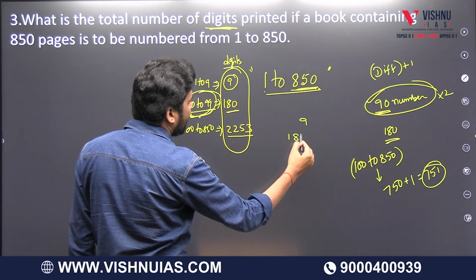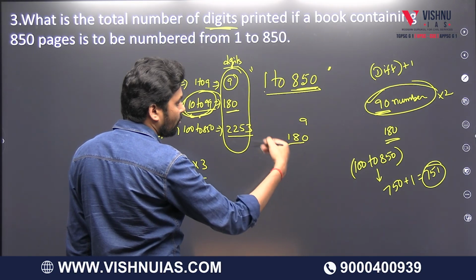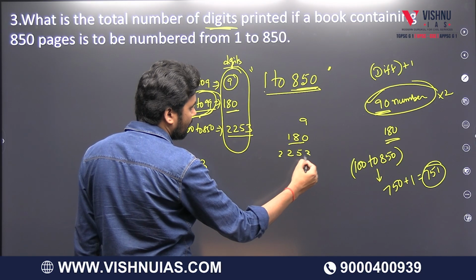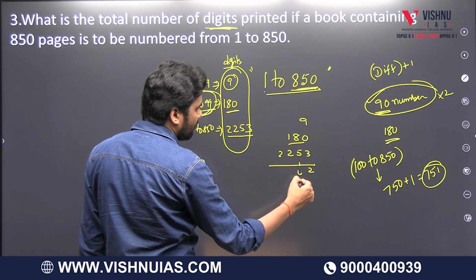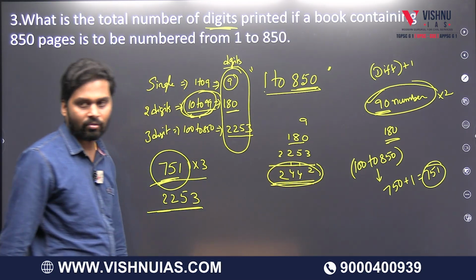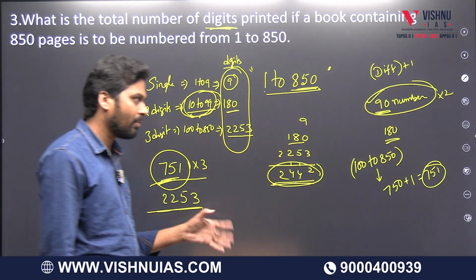So how many digits in total are we using? 9 plus 180, these are the 1-digit and 2-digit totals, and the total number of 3 digits is this. So what is the answer? 2442. Okay, this is one of the important questions.